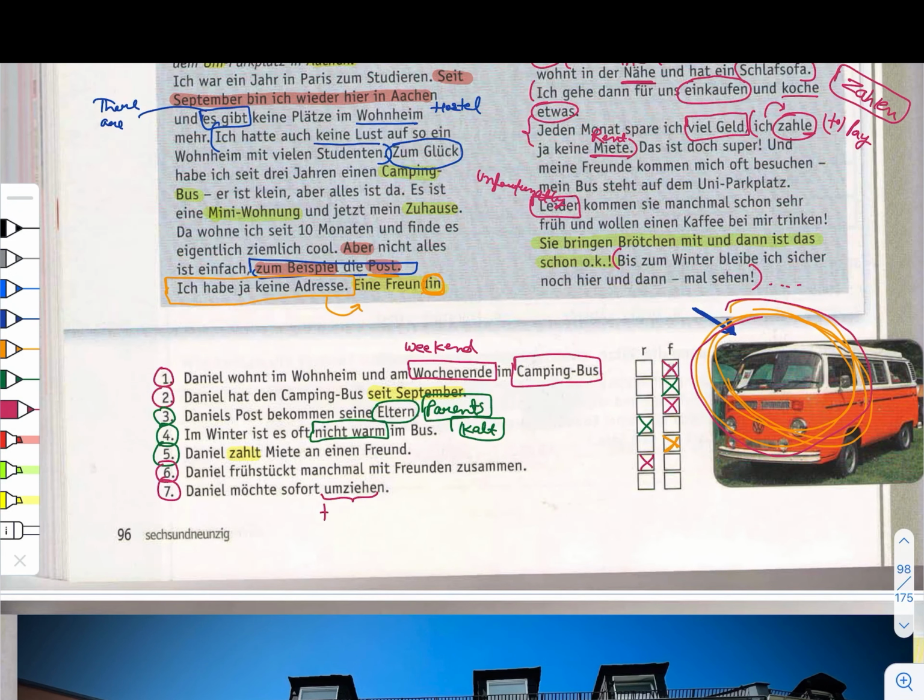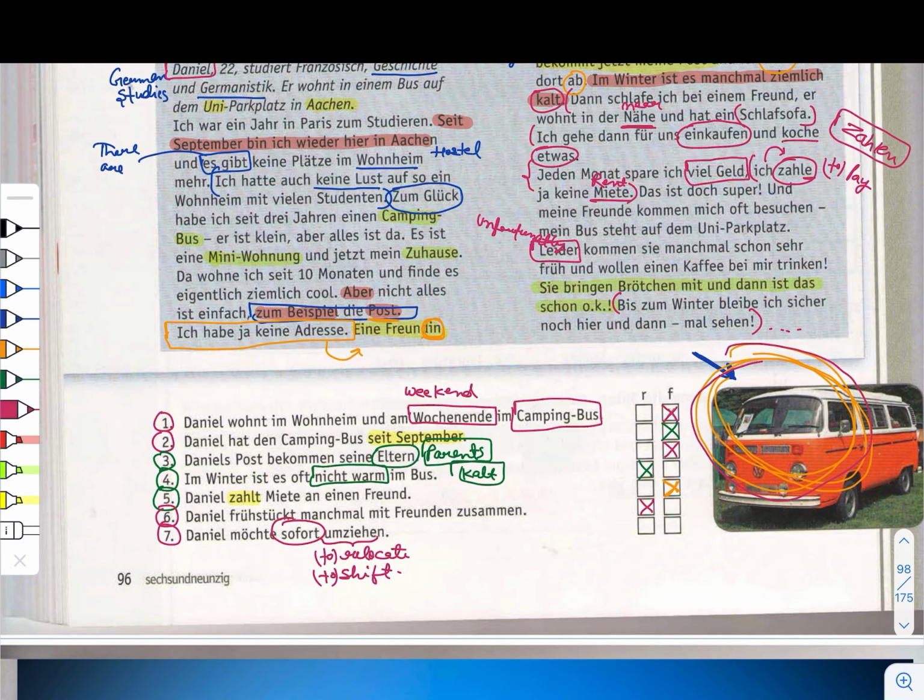Then Nummer 7. Daniel möchte sofort umziehen. Okay, what does this mean? Umziehen means to relocate or to shift. So does Daniel want to shift immediately? Bis zum Winter bleibe ich sicher noch hier und dann mal sehen. Okay, so there is no information that he wants to shift immediately. He simply said that till winter I will stay here safely, sicher noch hier, and then mal sehen. Okay, so again falsch.